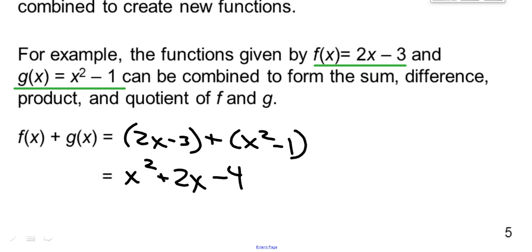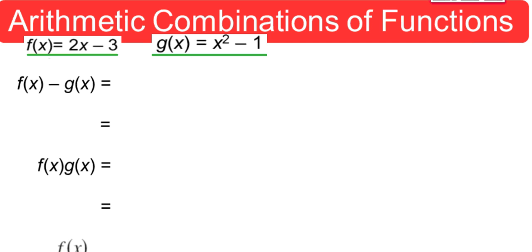Subtracting is the one we have to just be careful of, because sometimes people forget to distribute the subtraction sign. And this one you do need to write, especially g of x in parentheses. So I'll use good form. This is f of x minus g of x. And so f of x, I'll put it in parentheses, is 2x minus 3, minus g of x, which is x squared minus 1.